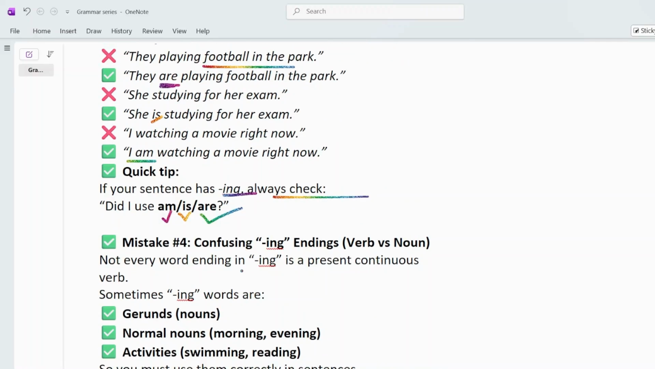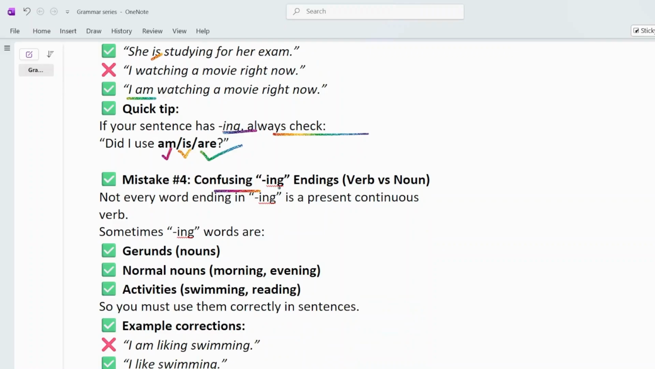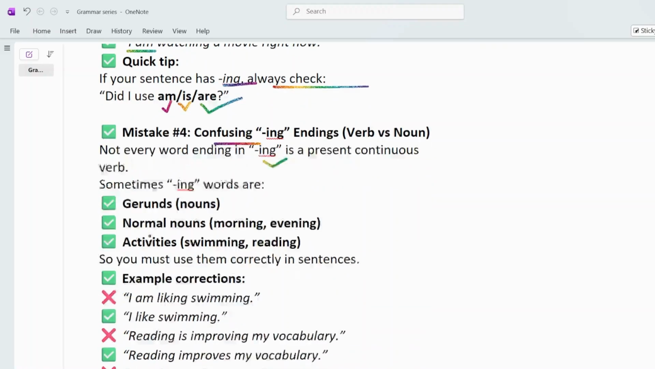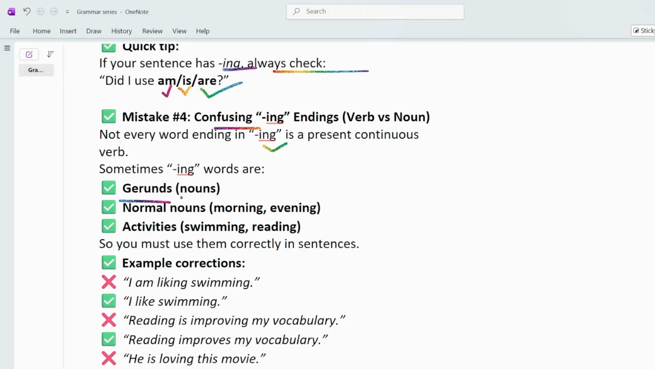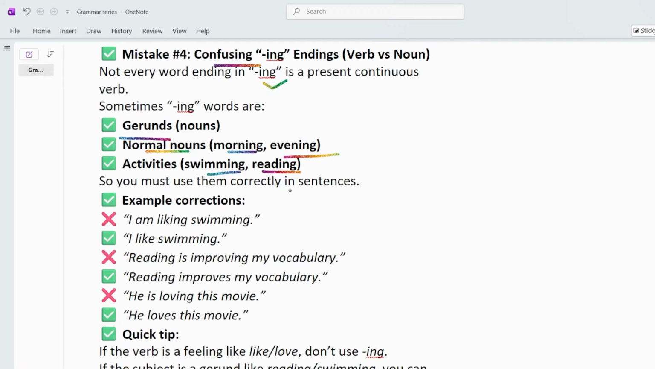Great. Mistake number 4, confusing the ing endings. How would one confuse the ing endings? Not every word ending with ing is a present continuous verb, guys. Some words are known as gerunds. I told you I'll be taking a completely separate lesson only on this particular topic. However, I do not want to deep dive into this right now, so let's go on moving. There are also normal nouns like morning, evening, etc., and activities like swimming and reading. So you must use them correctly in sentences. That much I think we know by now.